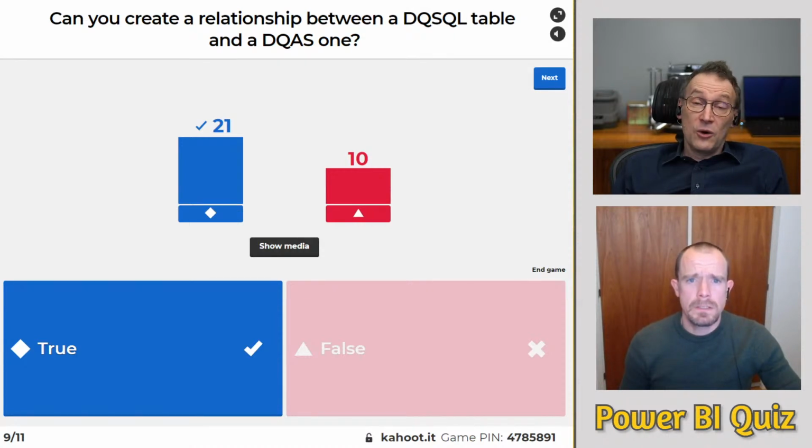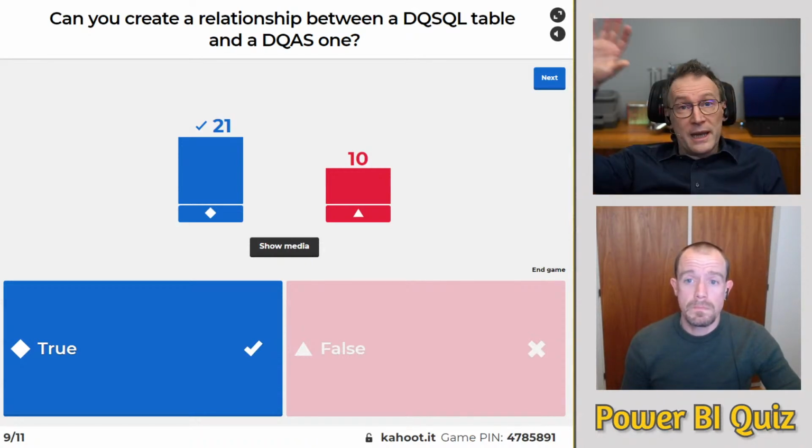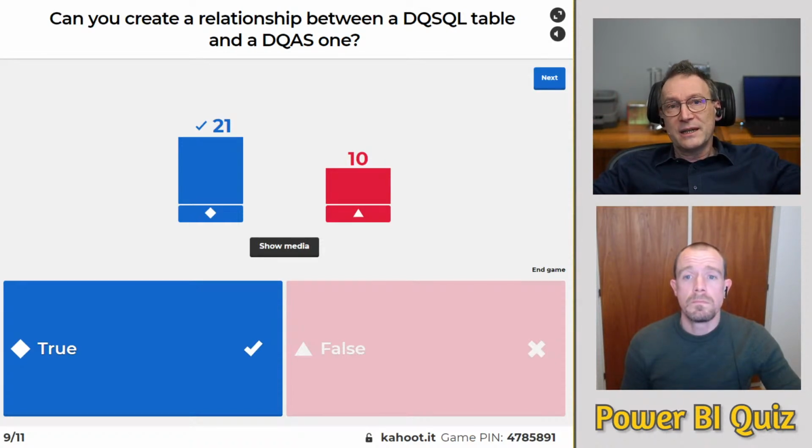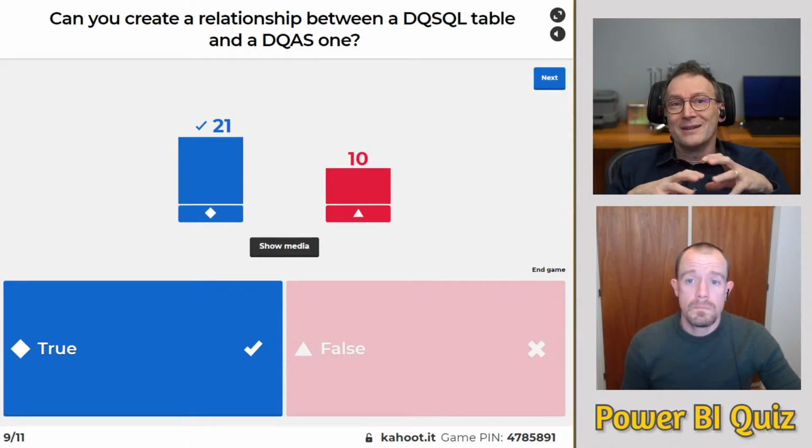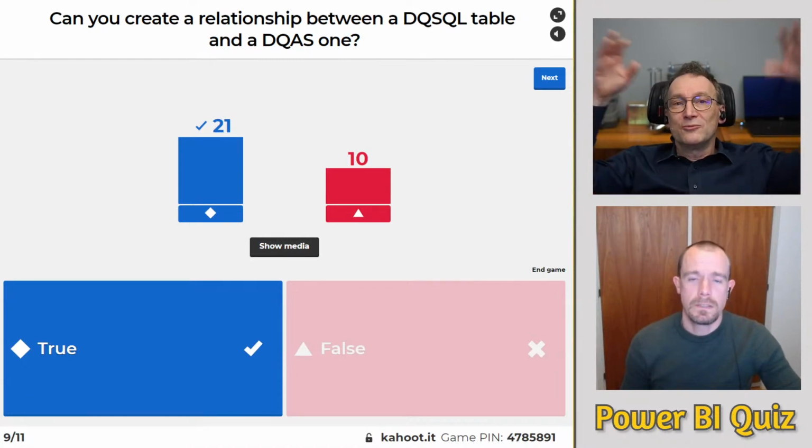You can. That's the whole purpose of composite models, to be able to build relationships between tables, no matter where they are. They can be not only local, but also direct query over another source. So you can have SQL data, analysis services data, and your local imported data, and build relationships all the way.